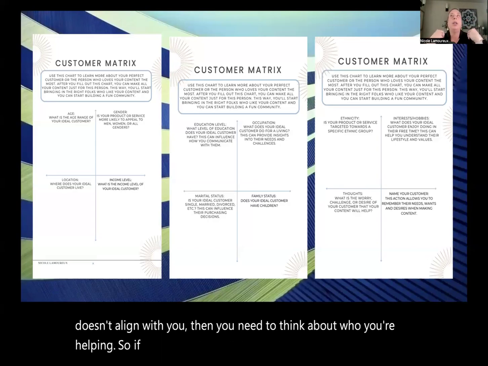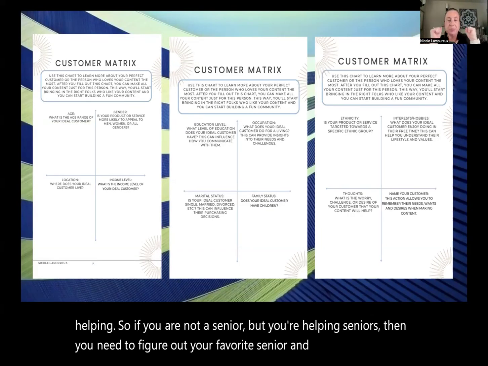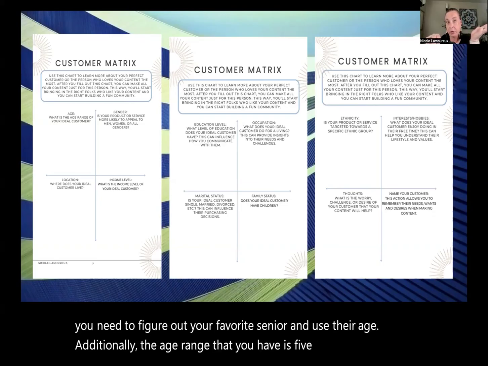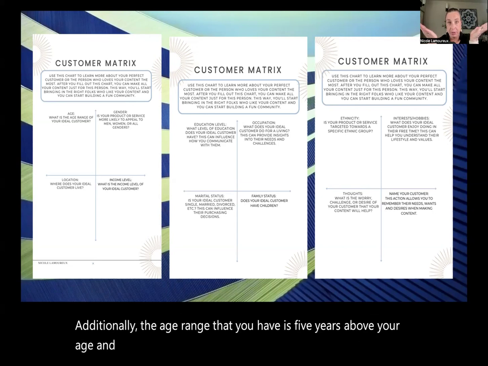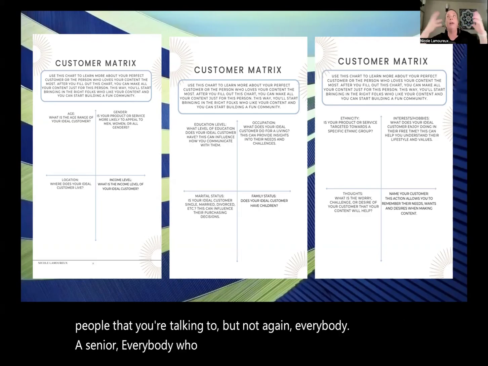So if you are not a senior, but you're helping seniors, then you need to figure out your favorite senior and use their age. Additionally, the age range that you have is 5 years above your age and 5 years below your age. That should be a good span of people that you're talking to, but not, again, everybody who's a senior, or everybody who likes art, or everybody wants to make money online.